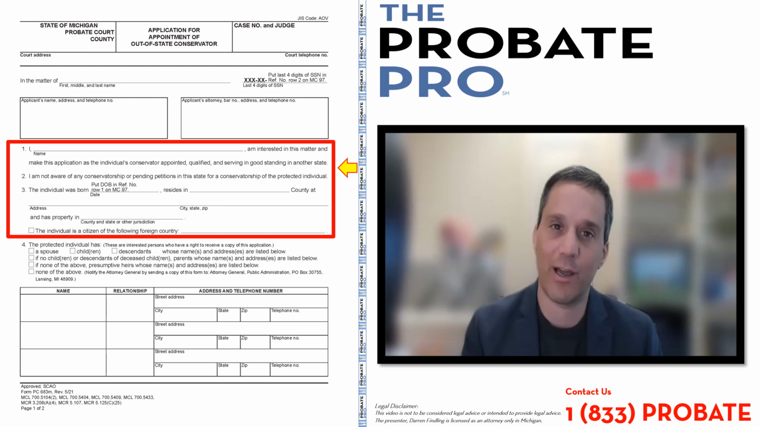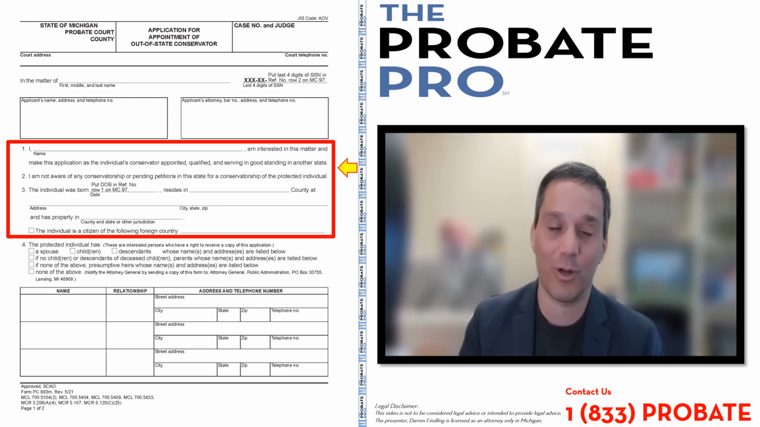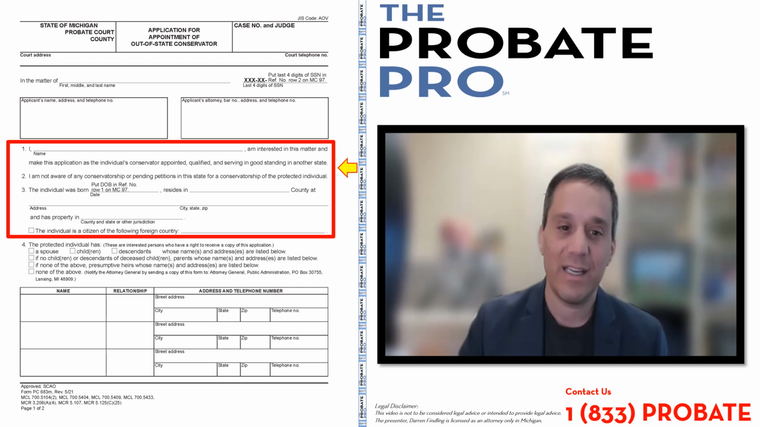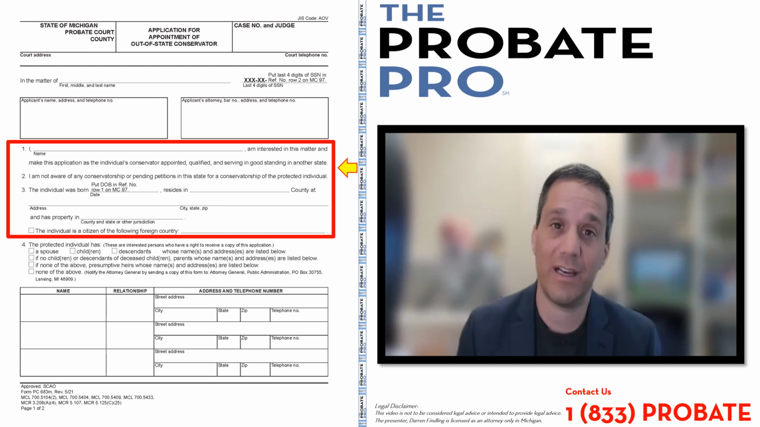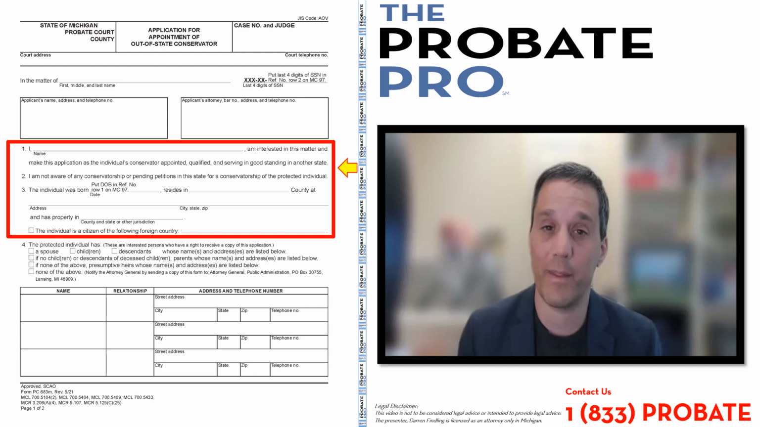You're not going to fill out this form unless you're already the conservator of the individual in another state in good standing. So for example, if you're already serving in another state and you want to come into Michigan to become the conservator, this is the form that you use.